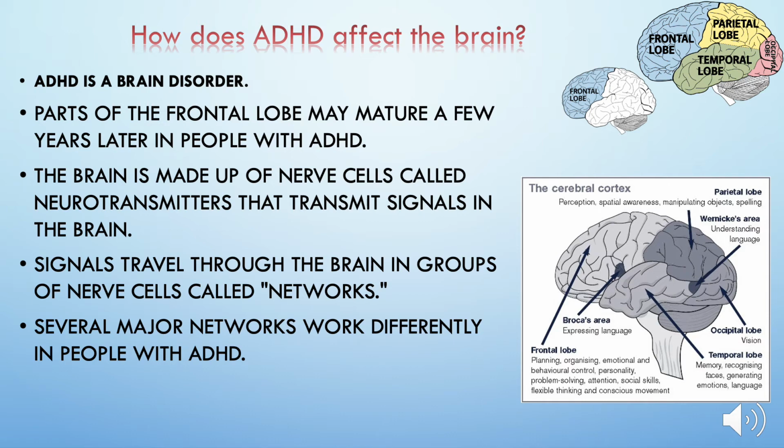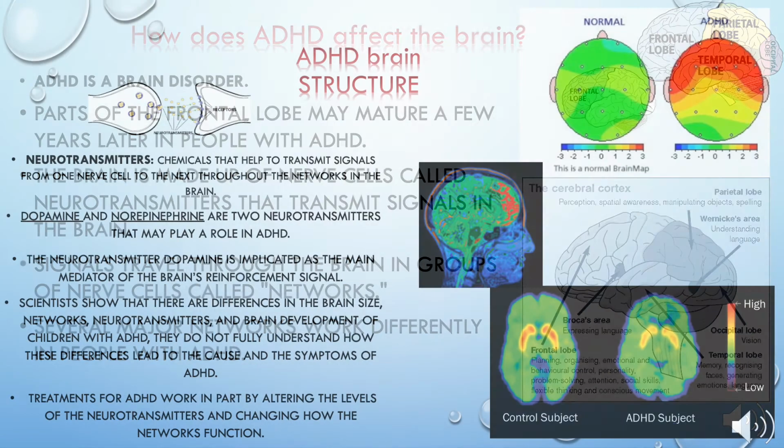The frontal lobe, which is affected, is for planning, organizing, emotional behavior control, personality, problem solving, attention, social skills, flexible thinking, and conscious movement. The frontal lobe takes longer to mature in people with ADHD, and that's why they struggle.